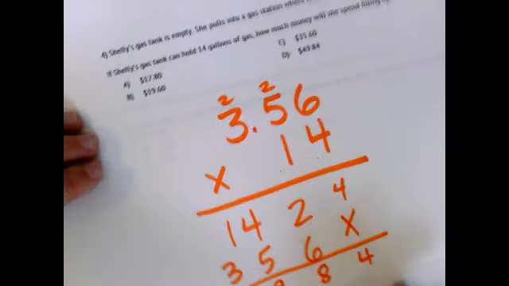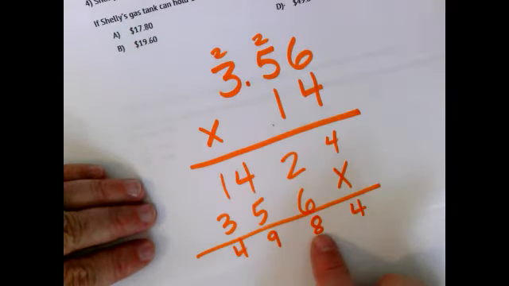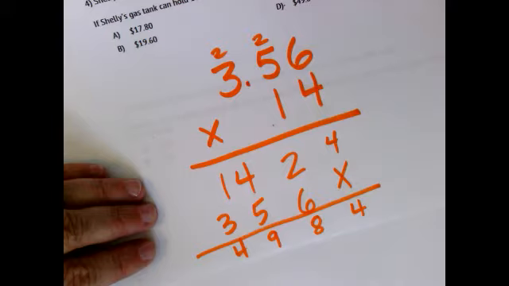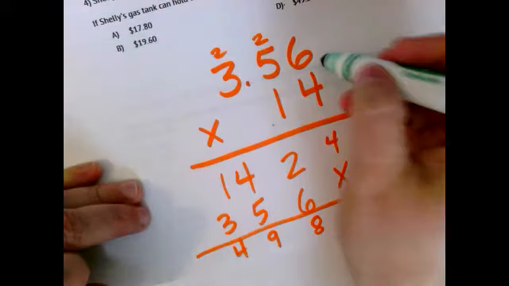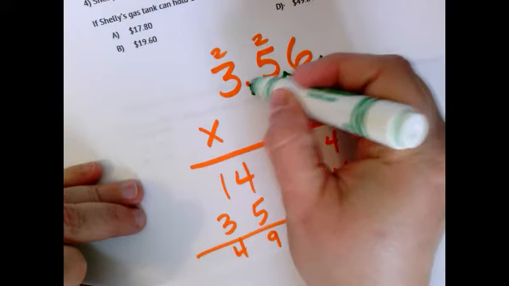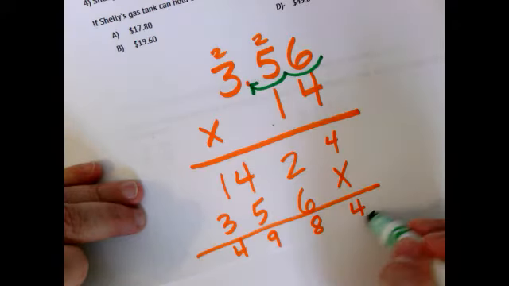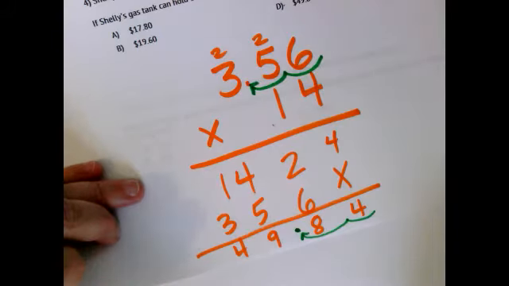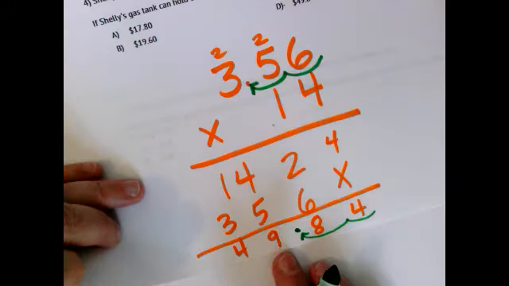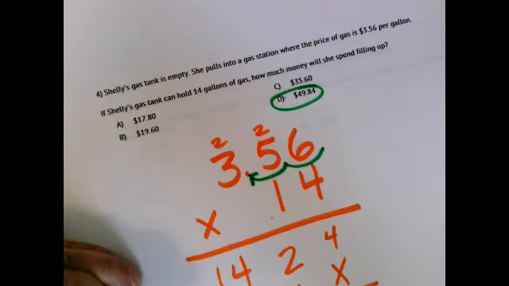Okay, so now I have, oops, I'm off the camera, sorry. I have 4,984. I know that I have to get that decimal back in there. So up here, my decimal is over 2 places. So I need to do the same thing here and move my decimal in 2 places. So my final answer would be $49.84, which was answer choice.